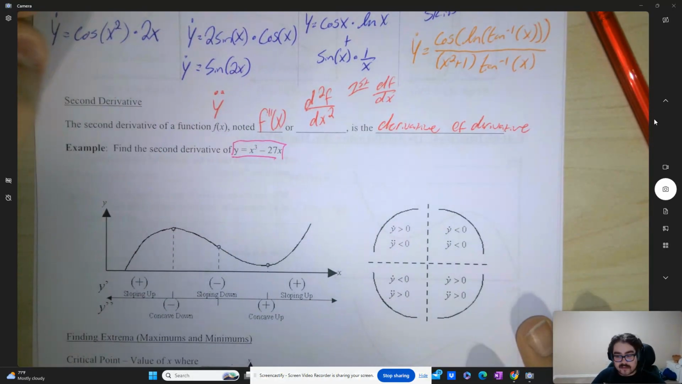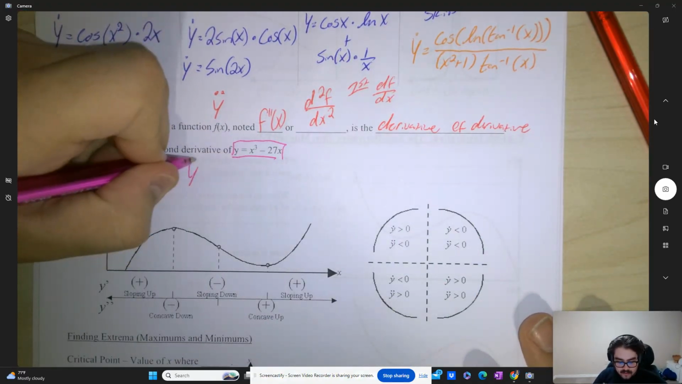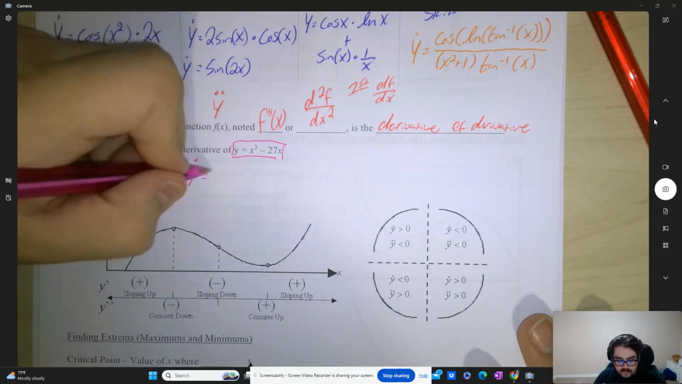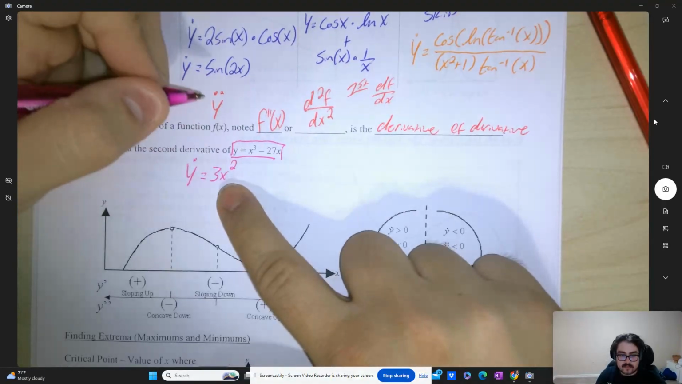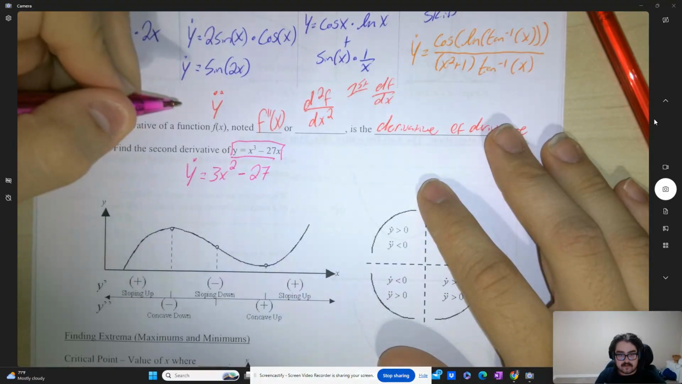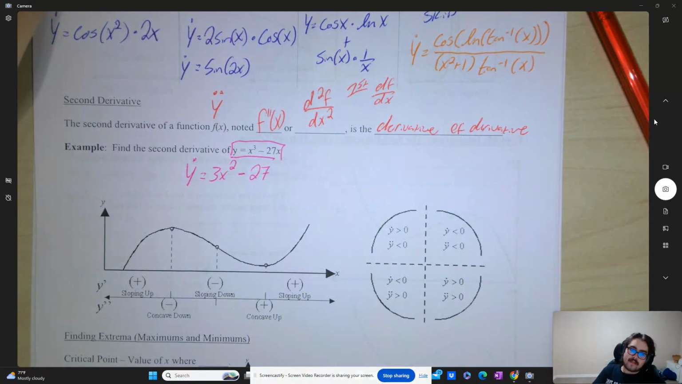Take the derivative twice. That's all you gotta do. Nothing too crazy, okay? So to find the first derivative, all I would do is bring the 3 down, so you get 3x, and then subtract 1 from the exponent, so 3x to the second, okay? And then minus 27, because this has a 1 up there. 1 times 27 is 27, and then the exponent becomes 0, so x to the 0th is 1.